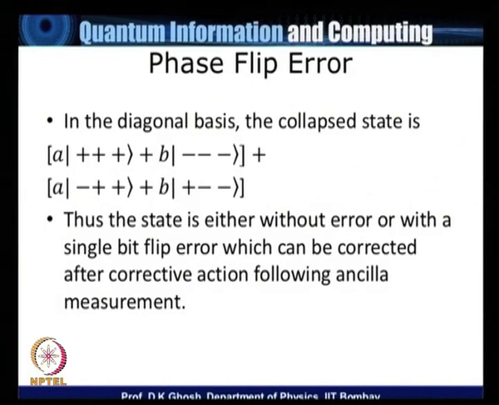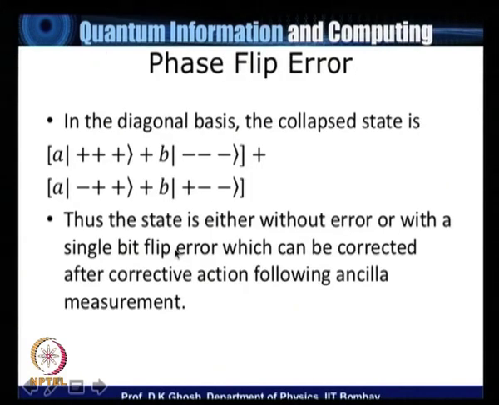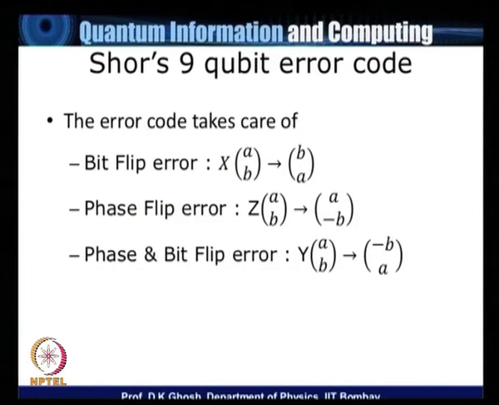You notice what has happened here. What happens is this, that this is of course without error, because that is what we started with, and this says that there is a single bit flip error, but this bit flip error is in the diagonal basis, and this we can take care of by doing the corrective action as we talked about in the 3-qubit code. So we will now go to a situation where we take care of bit flip as well as phase flip in the same code, and this is known as Shor's 9-qubit error code.